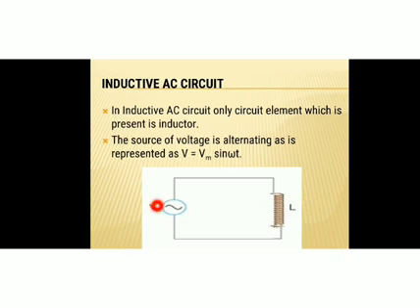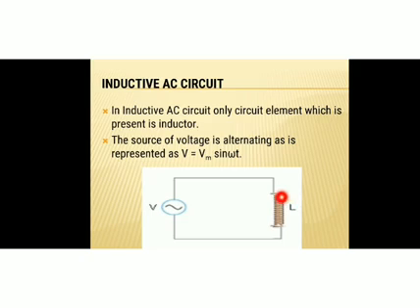Now, when alternating voltage is applied to the inductor, the magnetic flux associated with the inductor will change, which induces an EMF in this inductor, and that EMF is the self-induced EMF. And due to that EMF, a current starts to flow through this inductor. That will be the induced current.